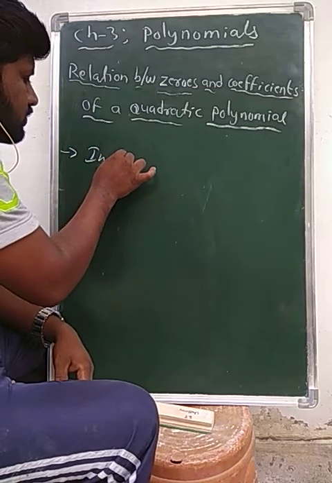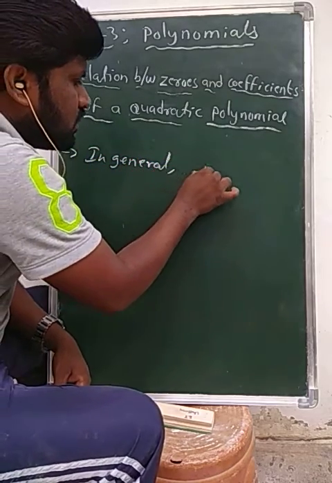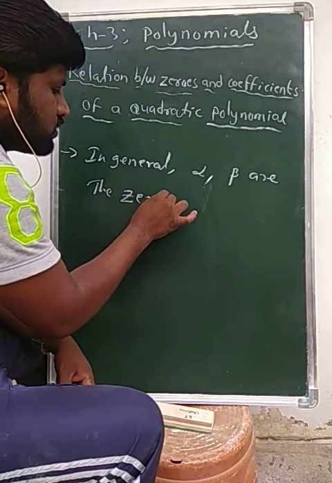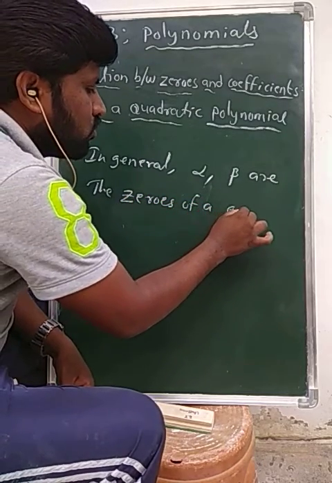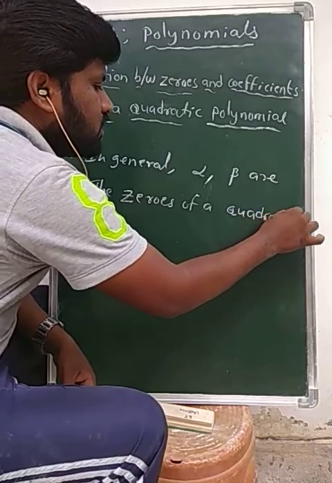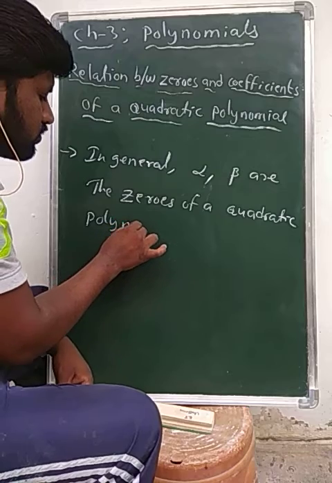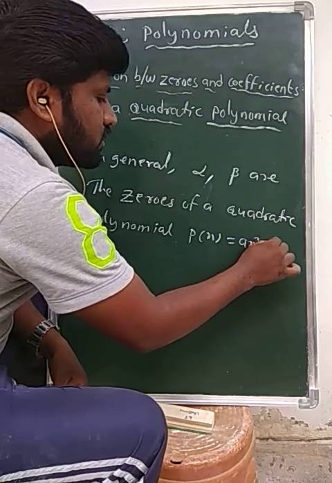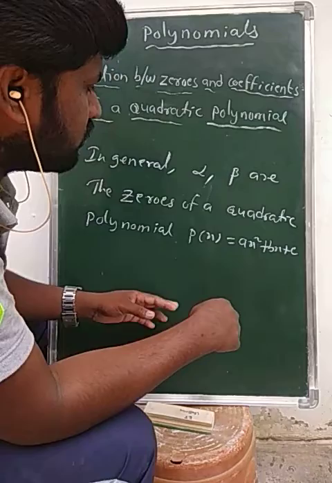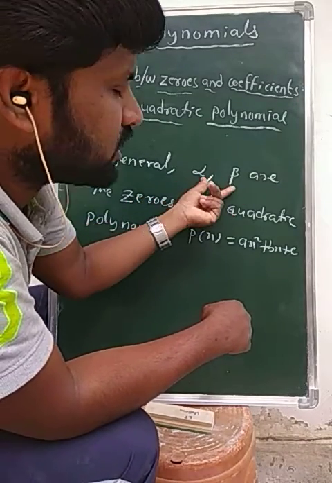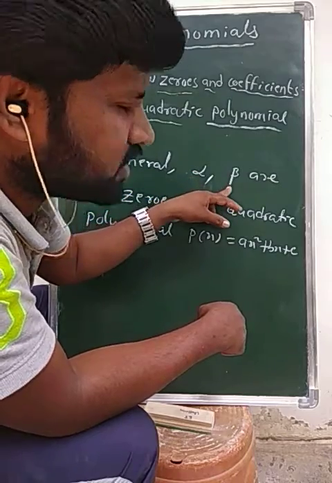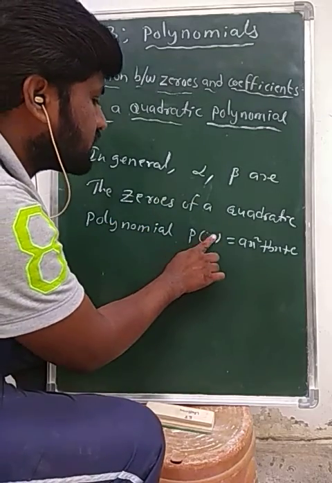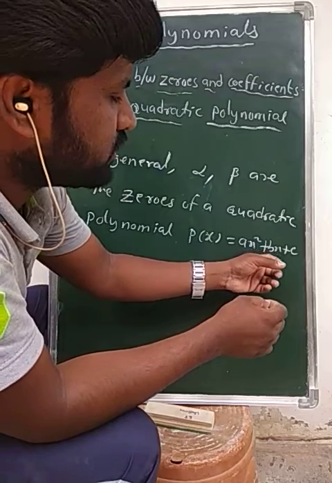In general, alpha comma beta are the zeros of a quadratic polynomial, that is p of x is equals to ax square plus bx plus c. Alpha and beta, these two are Greek letters. We can read it as alpha and beta. Alpha and beta are the zeros of the quadratic polynomial p of x is equals to ax square plus bx plus c.